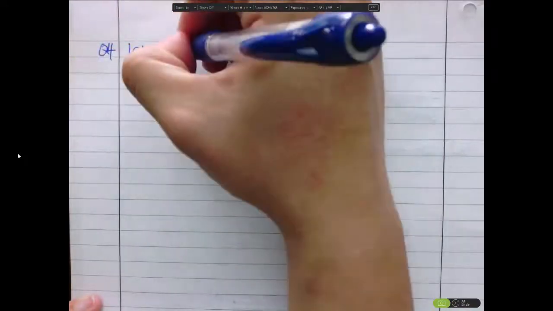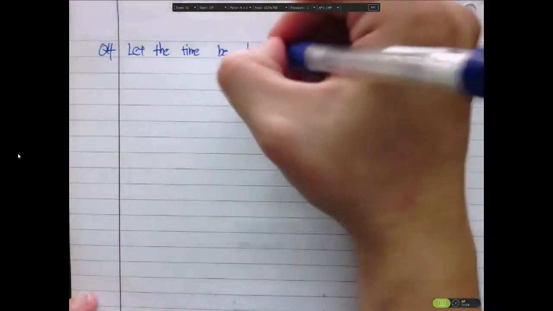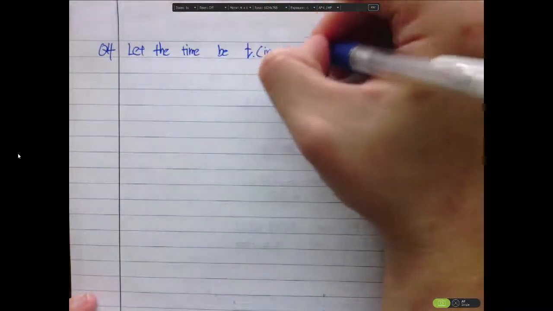Question 4. In a chemical reaction, the mass of a product increases at a rate of 11 grams per hour. The current mass is 46. After how many hours will the mass of the product first exceed 101 grams? Okay, so I say let the time be t. If you want to be more accurate, t is in hours.